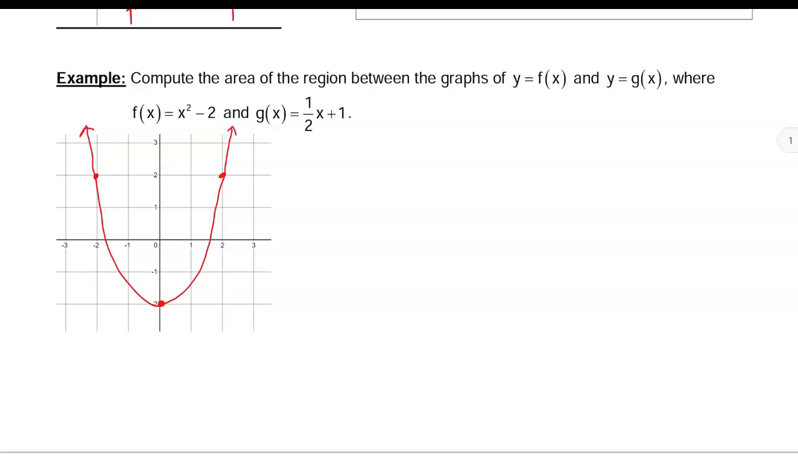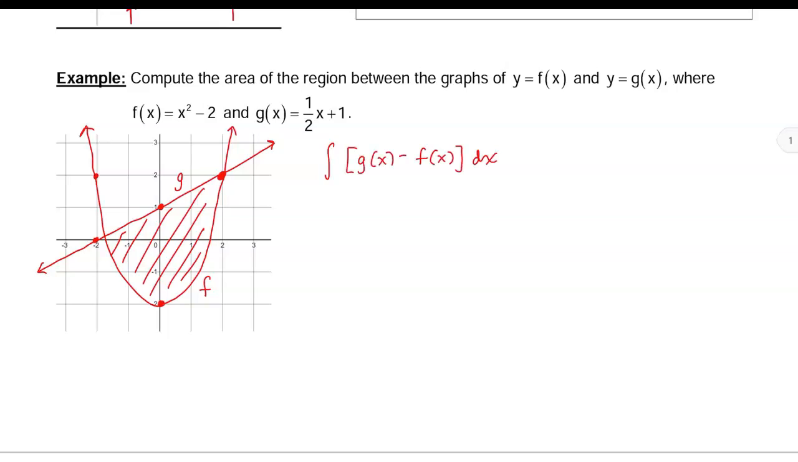And then g is a line going through 0, 1. That's the y-intercept. Slope of 1/2. It's also going to go through the point 2, 2, and it's going to go through the point -2, 0. So the region created by these two graphs is this region here that I'm shading. So we are noticing for that shaded region, g is greater than f. So g is above f in this situation. So when I set up my integral, I'm going to have g minus f. I'll write it first that way.